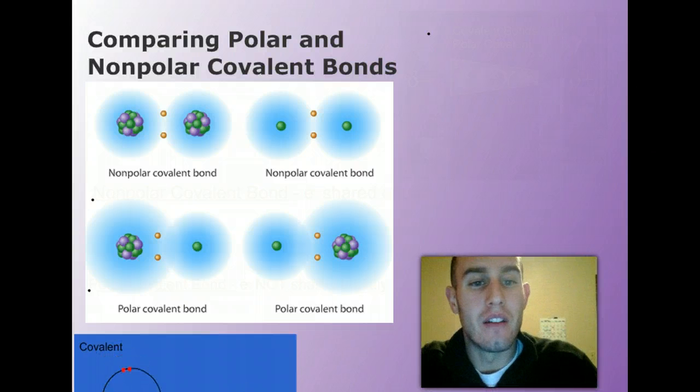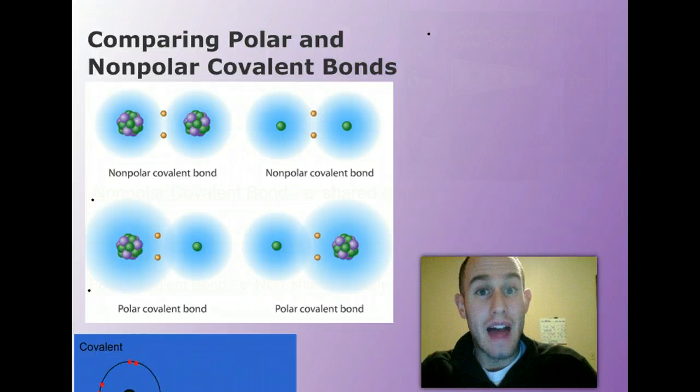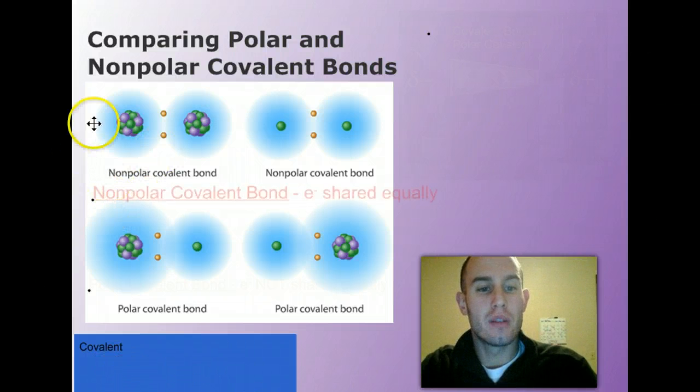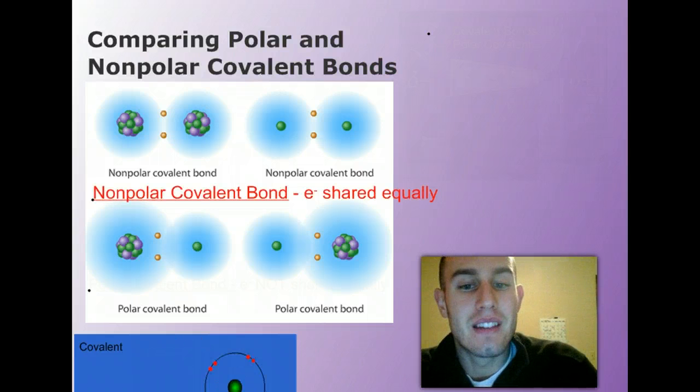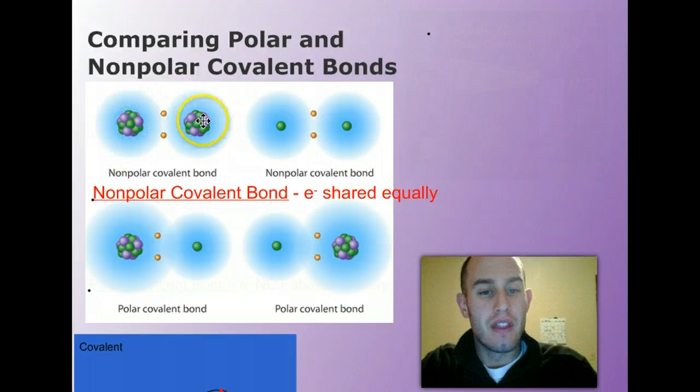Now let's look at a few different types of chemical bonds. First of all, this chapter is really dealing with nonpolar and polar covalent bonds involving molecular compounds. So I want to talk a little bit about what that is. We have here a picture of a nonpolar covalent bond. And nonpolar covalent bonds means the electron is shared equally. So this atom and this atom are equally sharing the electron.